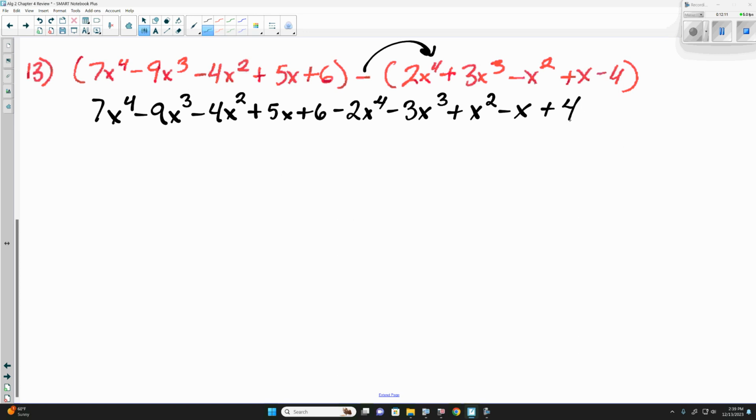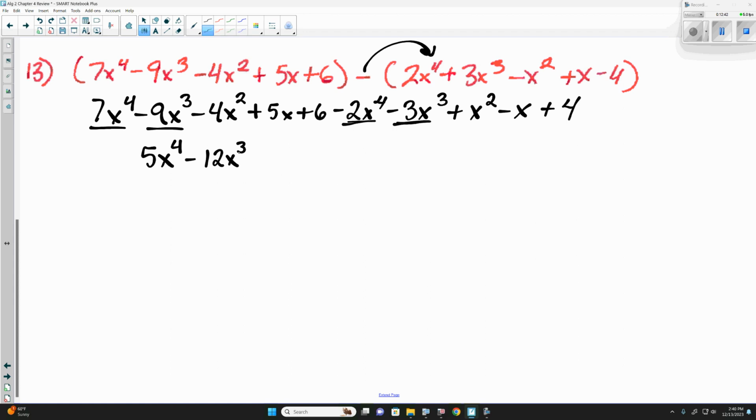Now we combine like terms. And again, I try to keep it in standard form. So the x with the biggest exponent is our x to the fourth. So our 7x to the fourth minus 2x to the fourth is 5x to the fourth. Our next one would be cubed. Negative 9x cubed minus 3x cubed is negative 12x cubed.